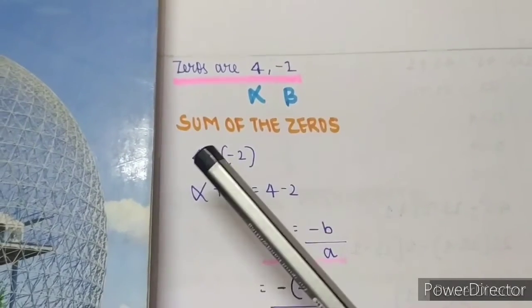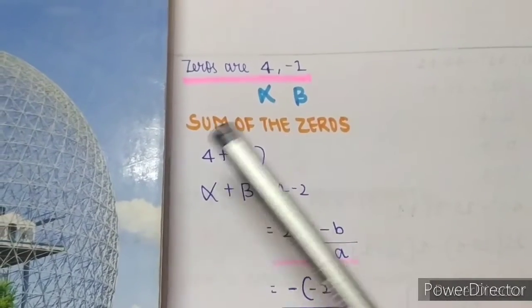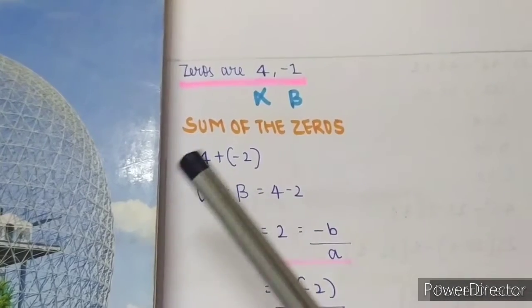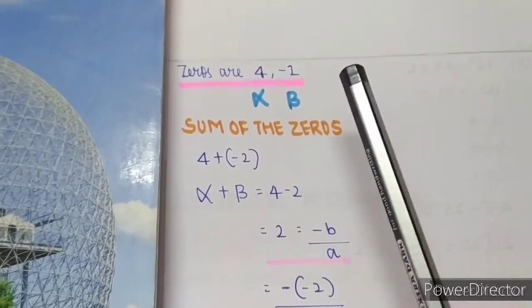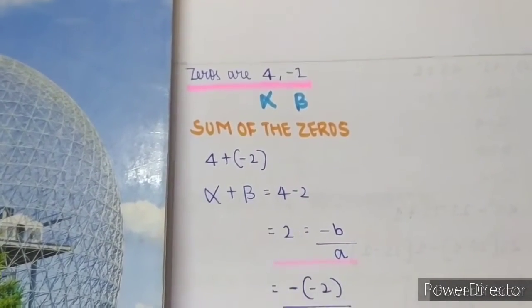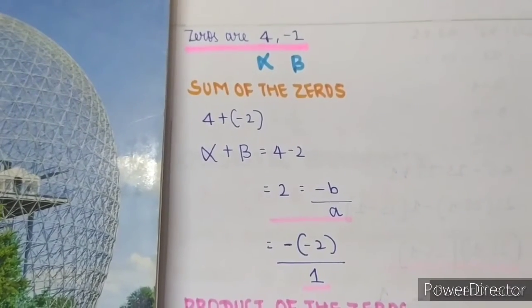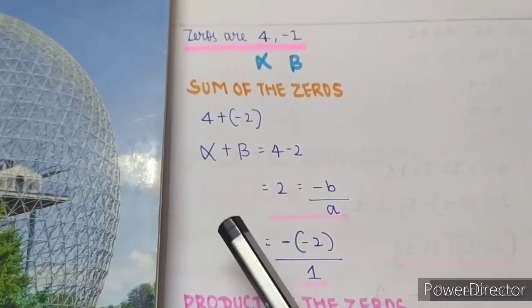So the sum of the zeros, alpha plus beta, is equal to minus b by a. Here alpha and beta are 4 and minus 2. So 4 plus, inside the bracket, minus 2, which is 4 minus 2, is equal to 2. You need to verify whether it is equal to minus b by a, that is 2.